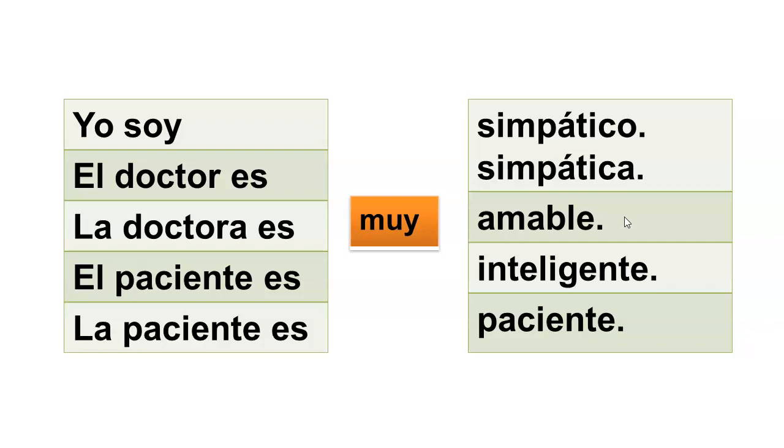So if I want to say I am kind, I would say yo soy amable. I am very kind, yo soy muy amable. El doctor es amable, the doctor is kind. The doctor is very kind, el doctor es muy amable. La doctora, the doctor. So for this one, it's the same. La doctora es amable. The doctor is kind. The doctor is very kind. La doctora es muy amable.